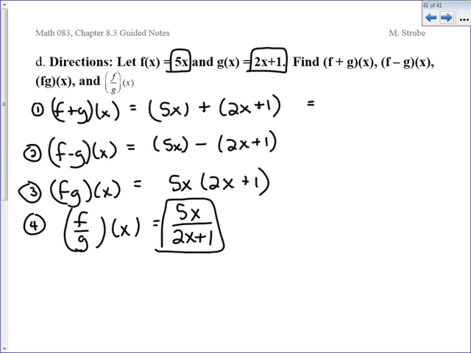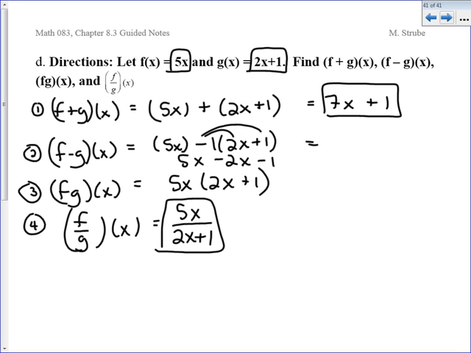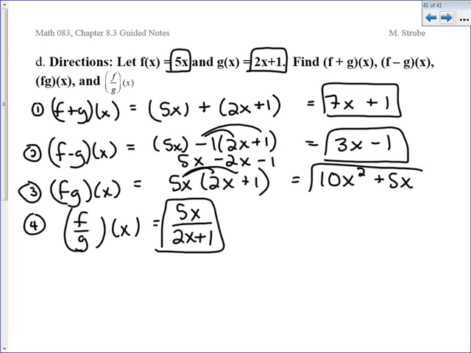So your answers, when you do simplify, so you have them 7x plus 1. Be careful on those subtraction problems that you remember to distribute your negative sign, to change all those signs. That's another place where I find myself taking off a lot. 3x minus 1. This one's just a nice distribute on that multiply. Like I said, on the division, you just set it up as a fraction.